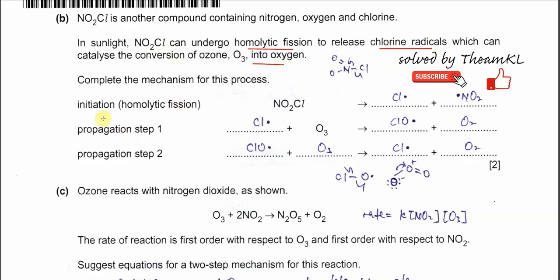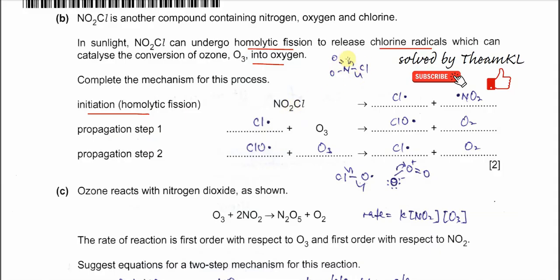So we have the initiation and two propagation steps. Initiation is already told to you as a homolytic fission. So the NO2Cl now needs to undergo homolytic fission. It's telling you chlorine radicals will form.